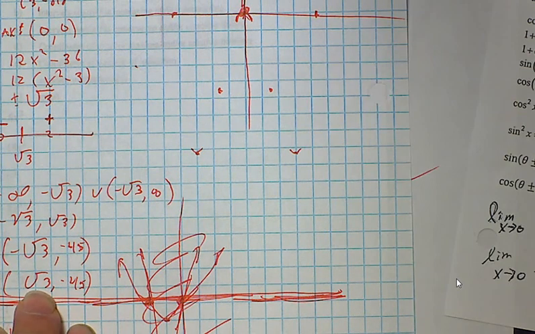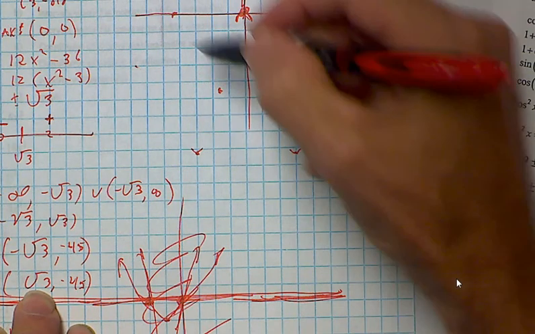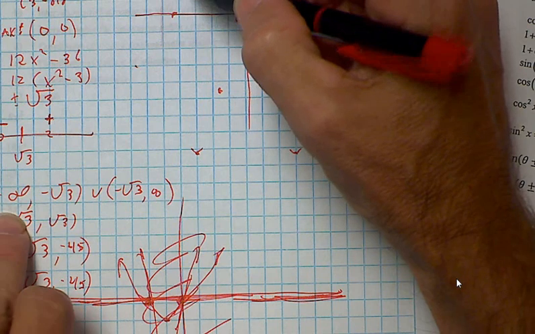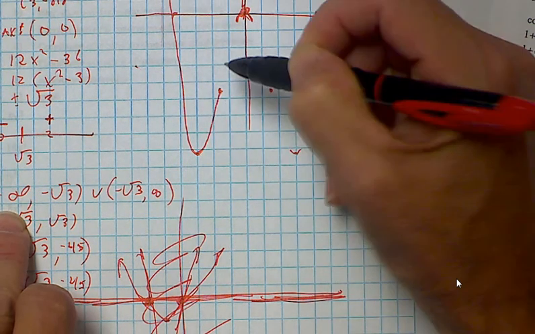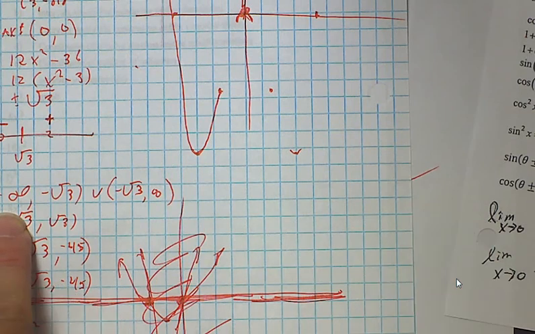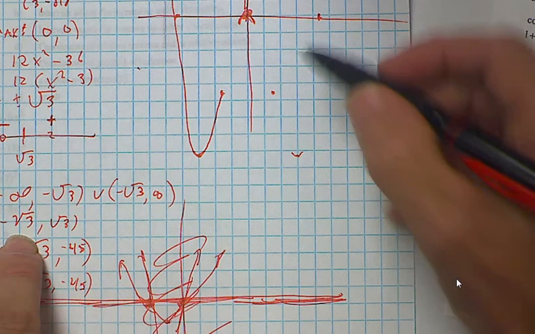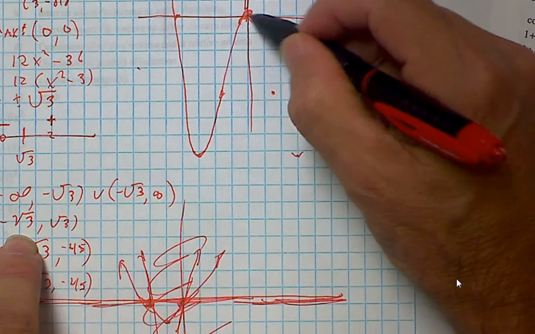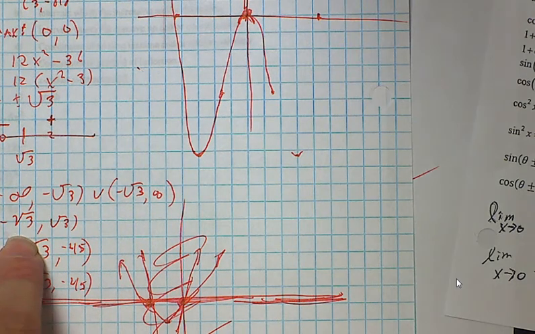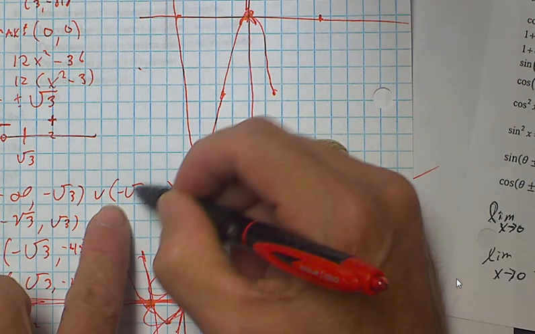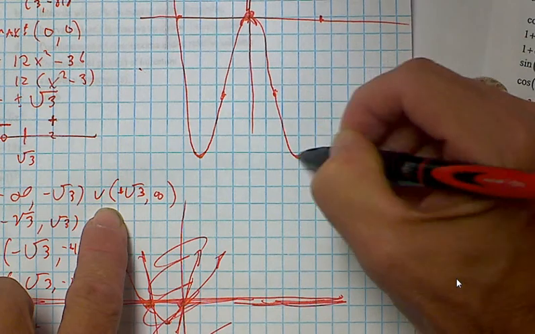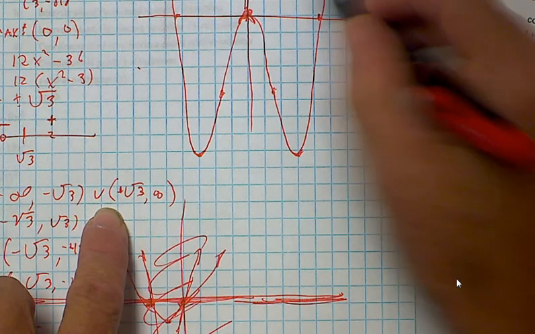Okay? I'm concave up from negative infinity to negative square root of 3. That's that left-hand U right there. I'm concave down from negative square root of 3 to positive square root of 3. I'm concave up from positive square root of 3 to infinity. And I'm done.